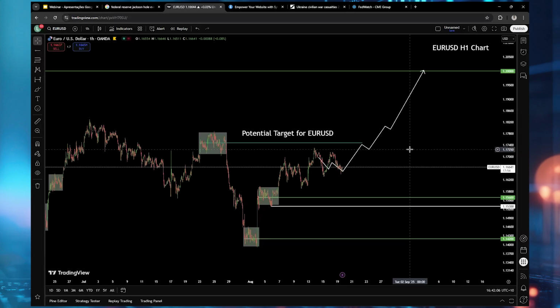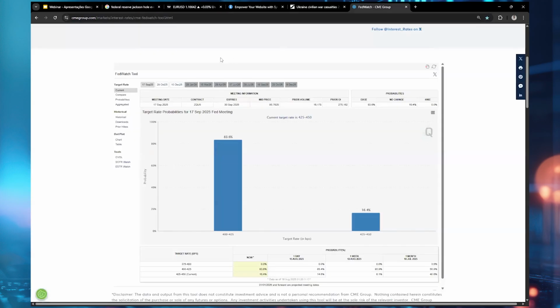Now, why is that? Well, with the US dollar being quite weak in the last couple of days, I do believe that the majority of the market is looking to buy euros and sell US dollars. There's other few reasons for that, of course, because the market is pricing at least 50 basis points for the US dollar. Okay, so 17th of September is going to be the next meeting.